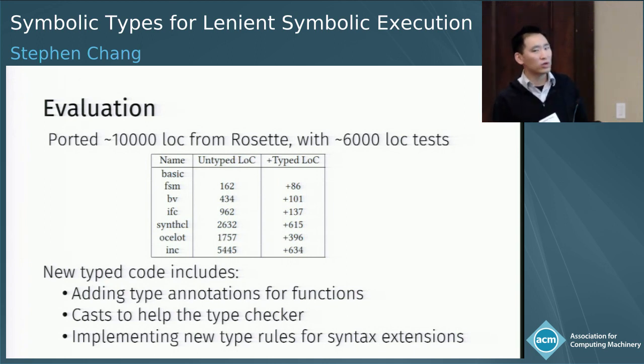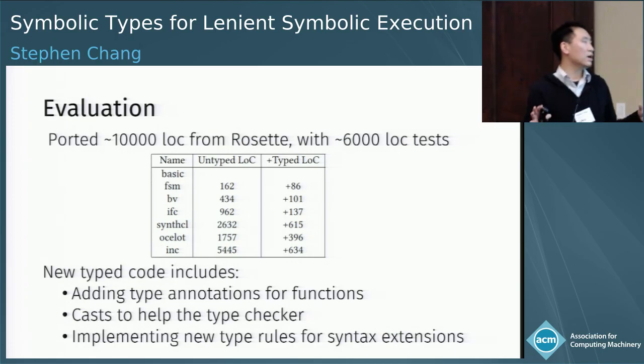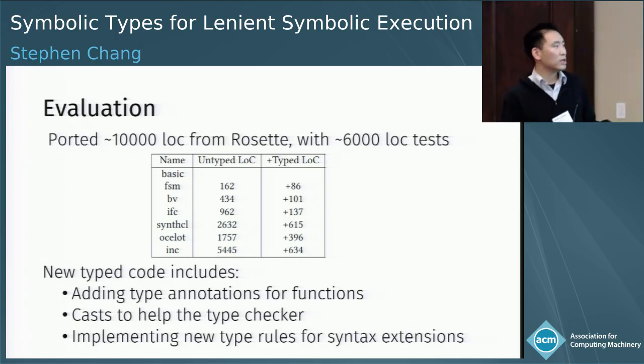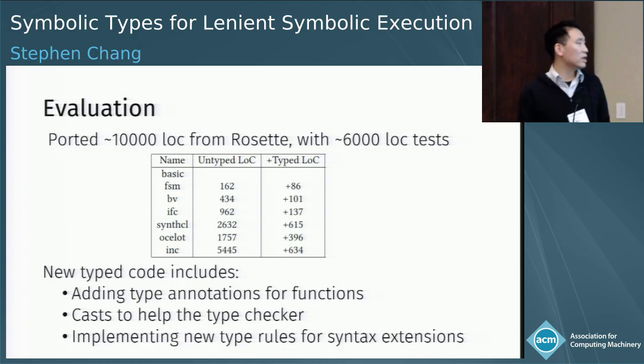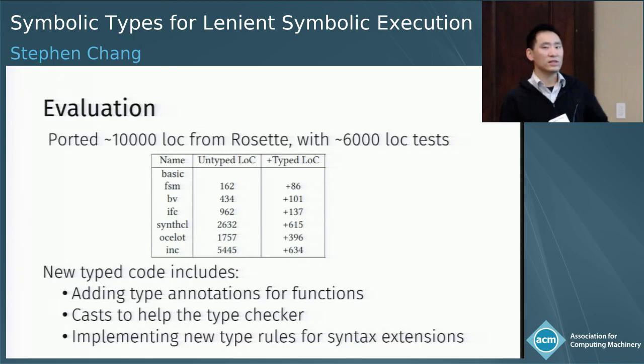And these extra lines of code include annotations and function signatures, type annotations for function arguments and type signatures. In a few corner cases, we had to add some casts to help the type checker. But also, since Rosette programmers frequently use it to create new language forms, in several cases, we had to extend our type system with new type rules to support these features. But the implementation style that we used made this pretty straightforward.